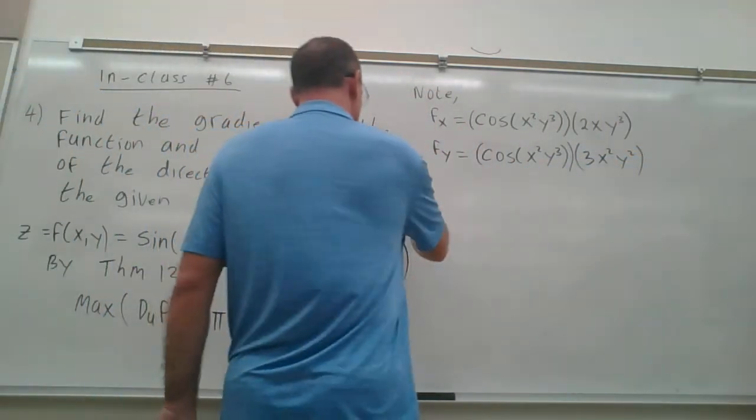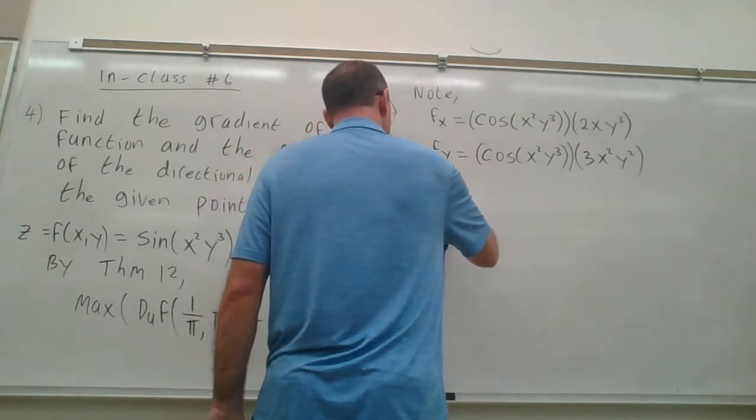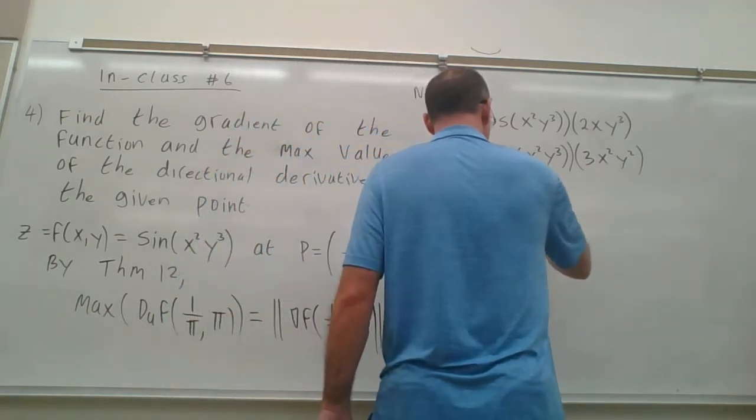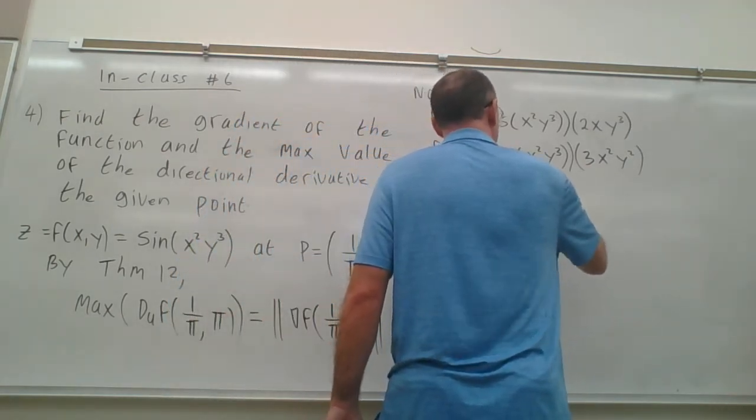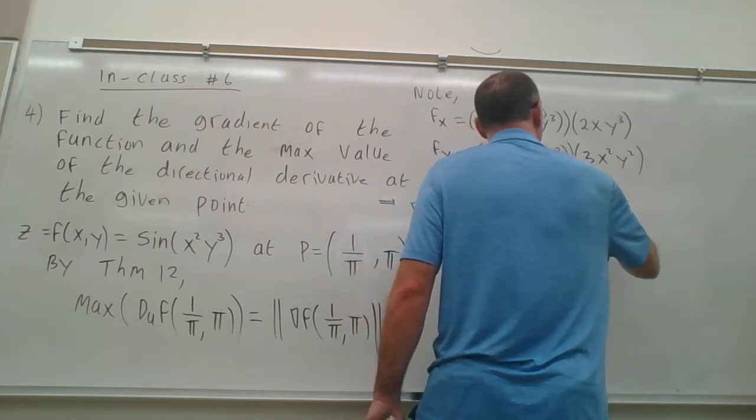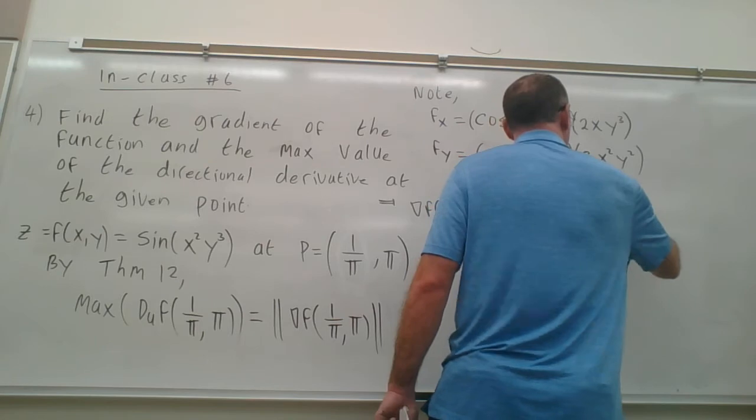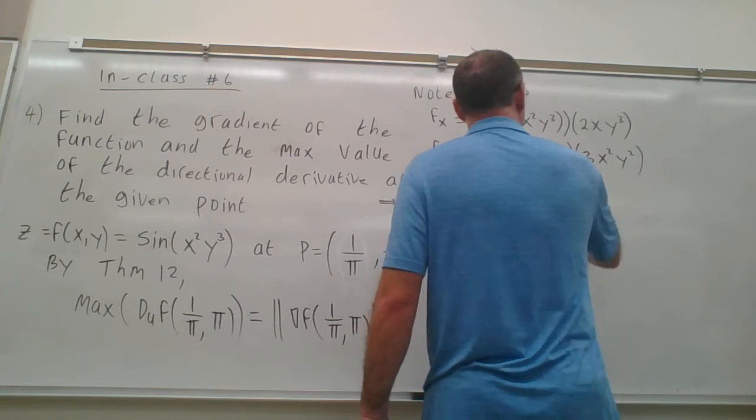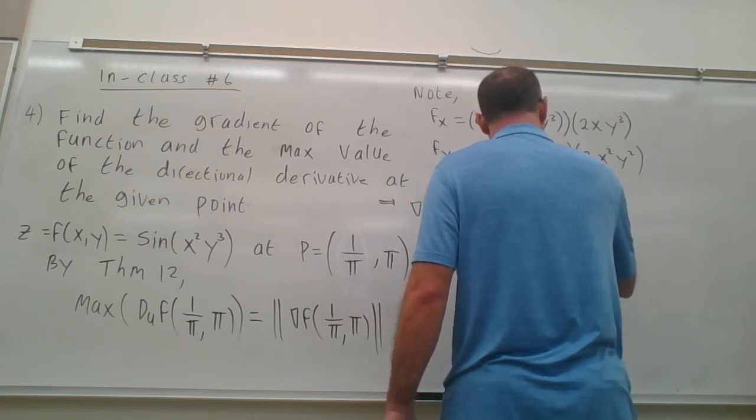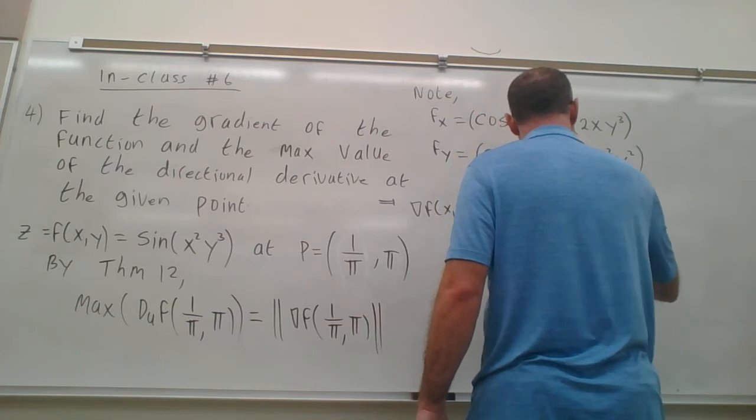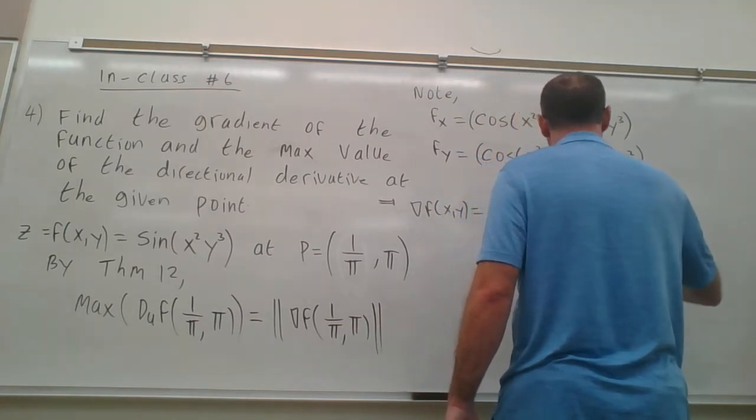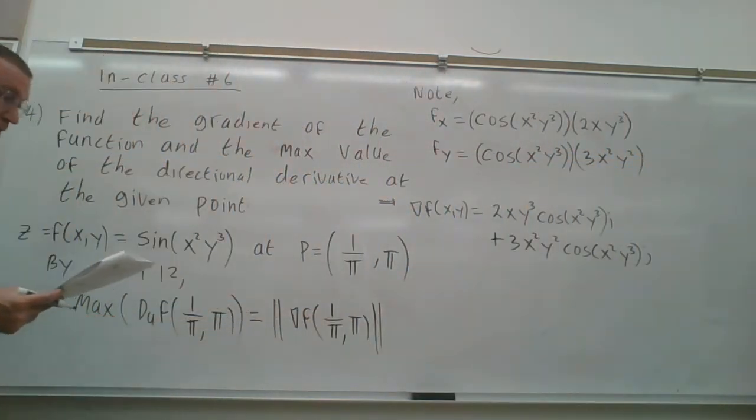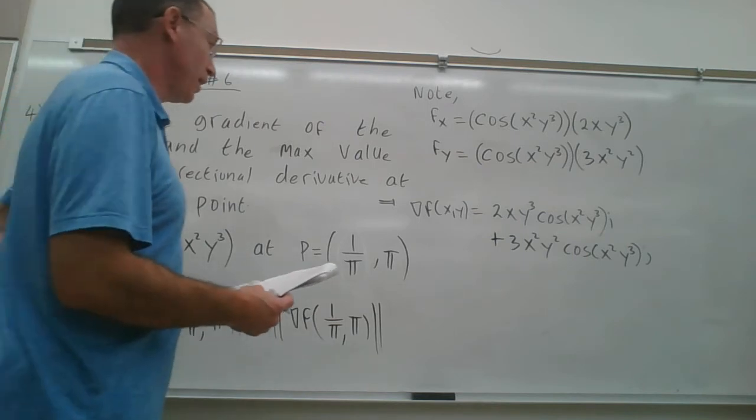Okay, so then our gradient we can write this as 2x y cubed cosine of x squared y cubed i plus 3x squared y squared cosine of x squared y cubed j. Okay, so now we have to evaluate at our point.